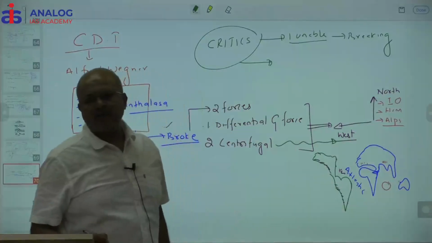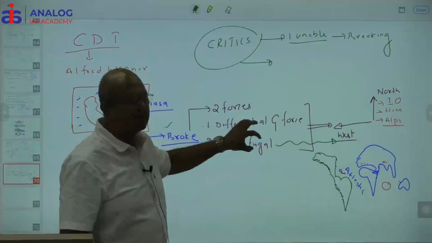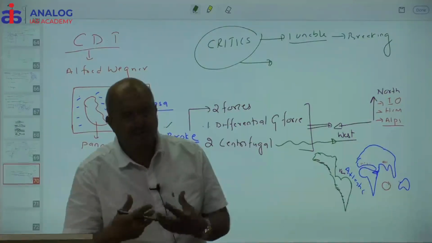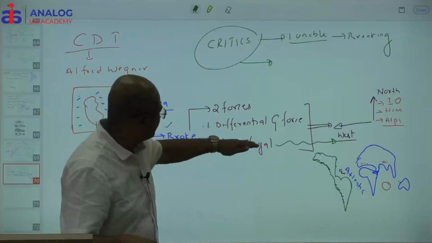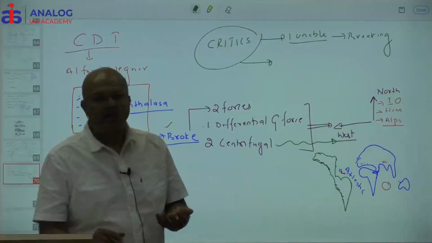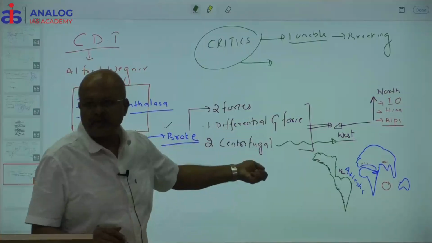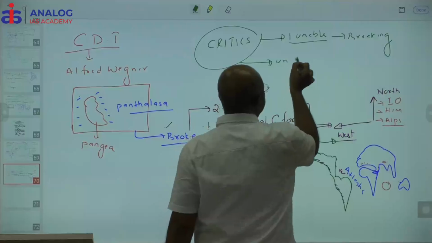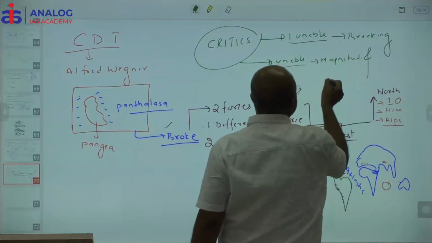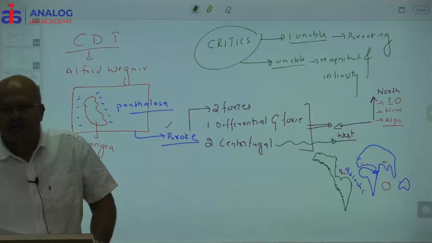And the second thing is he was unable to explain the magnitude of these forces. He was unable to explain the strength and magnitude of these forces, because mathematically, using physics, if you calculate the magnitude or strength of centrifugal force or differential force, that would have stopped the Earth's rotation. And Earth has never stopped its rotation. So hence, he was unable to explain the magnitude and intensity of these two forces. So this is the summary of the continental drift theory.